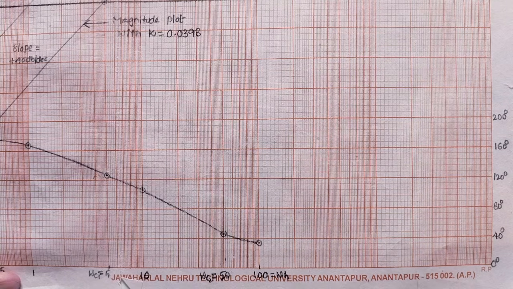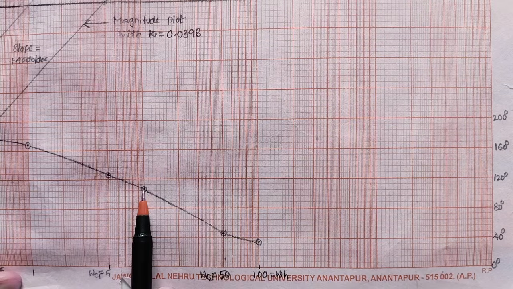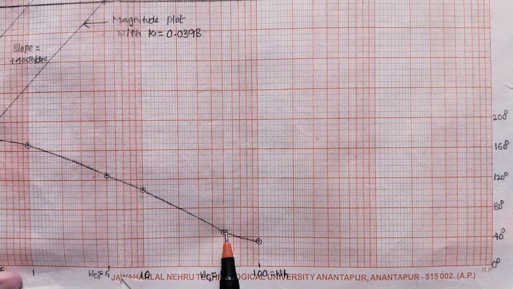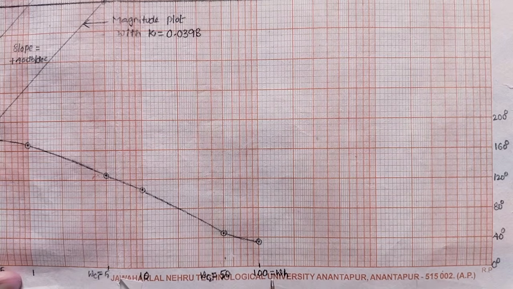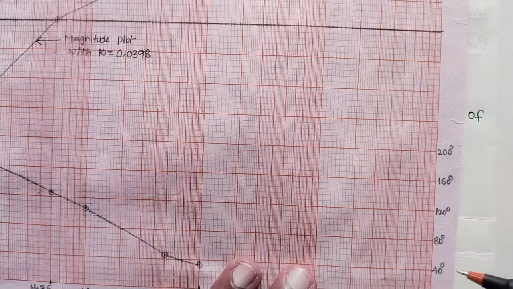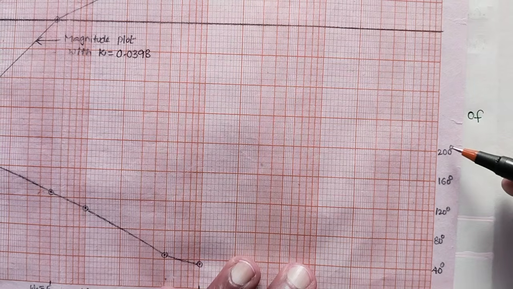At omega equal to 10 radians per second, the phase angle is 106. At omega equal to 50 radians per second, the phase angle is 50. At omega equal to omega h, which is 100 radians per second, the phase angle is 30. So that's why I am taking the range of angles in degrees from 0 to 200 degrees.